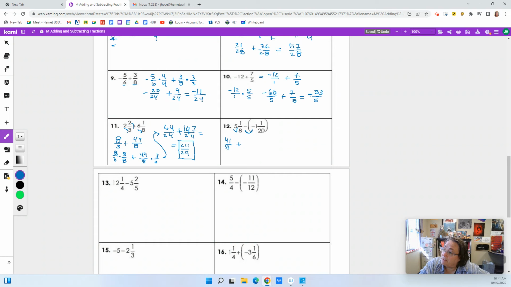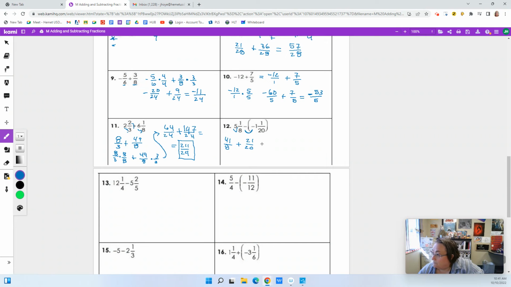1 times 20 is 20 plus 1 is 21 over 20. So we don't have anything negative anymore, but we do have to find a least common multiple. I think that multiple is going to be 40 because 8 times 5 is 40 and 20 times 2 is 40. So that should work, right?